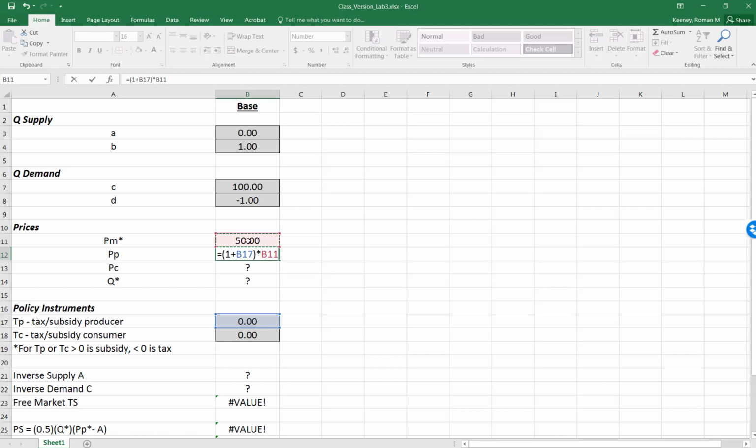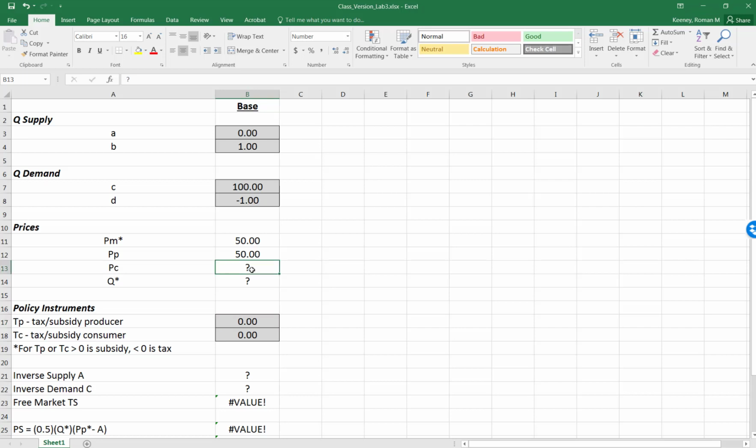So our equation for the producer price is 1 plus TP all together as one term multiplied by the market price. You click on that, and we don't have a tax or a subsidy down here, so the market price and the producer price are going to be the same.